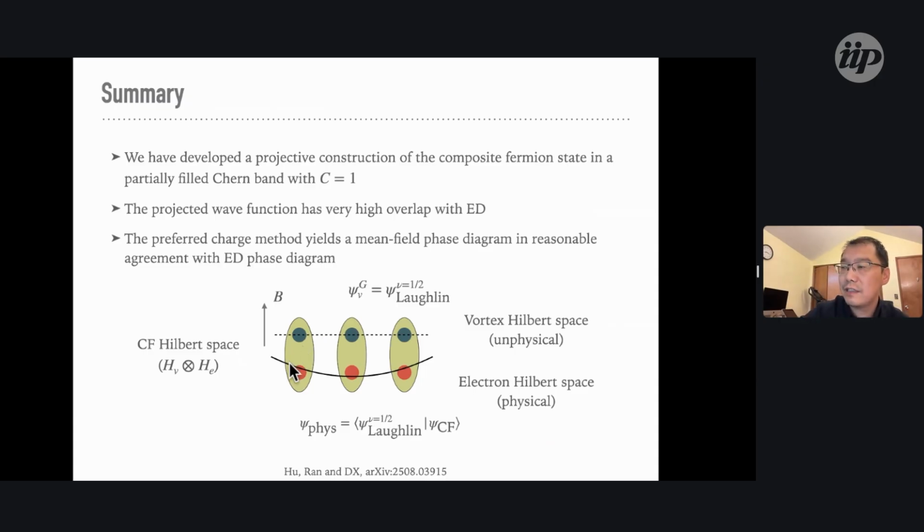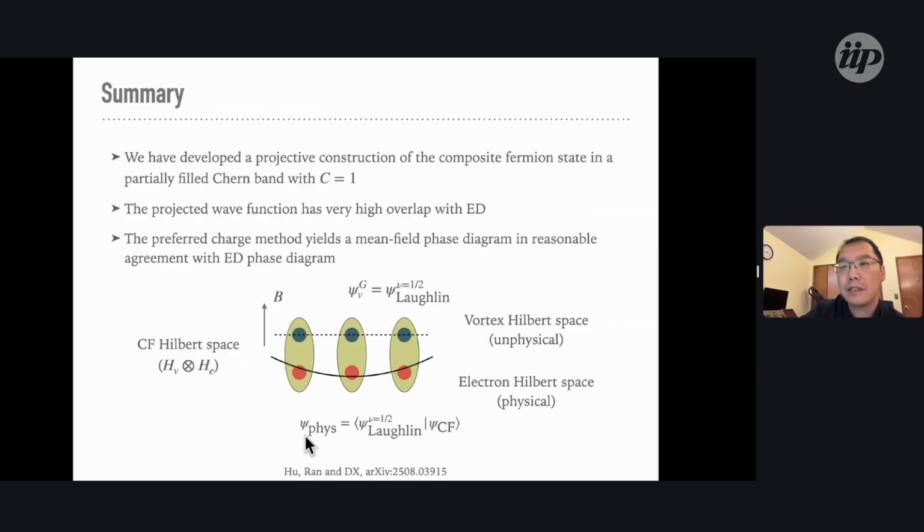So the basic idea is really the same: I have my electrons living in a Bloch band. I made this a little bit dispersive, so that's a band. But then I introduce a fictitious vortex degree of freedom, which lives in its own Landau levels. And then you can solve the composite fermion problem in an enlarged Hilbert space. But finally, you need to project back to the physical space.